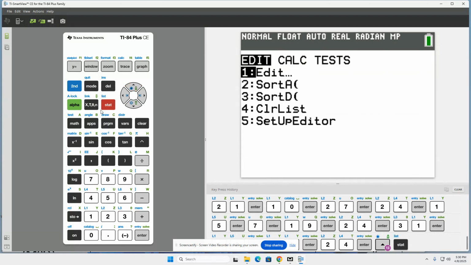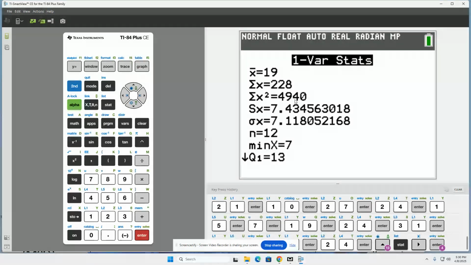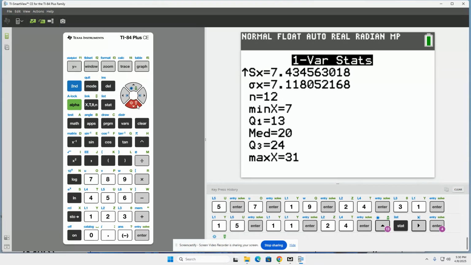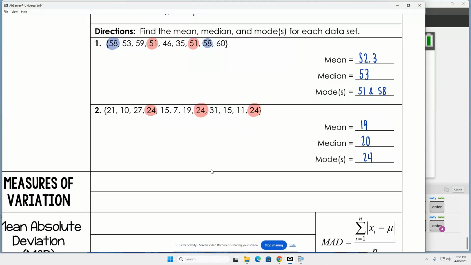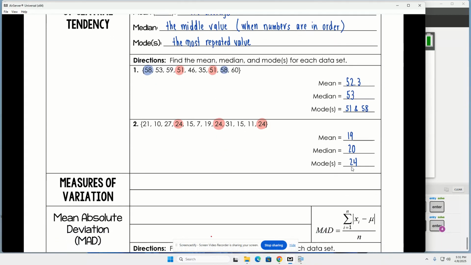And then we're ready to go to stat, scroll over to calculate, and run a 1 variable statistics like we said. X bar, that's my mean. So 19. And then we scroll on down and we find MED, which is 20. So my median is 20. So here it is, y'all. Our answers: mean 52.3, 53 is our median, 51 and 58 both are modes because they were both twice. My mean here is 19, my median is 20, and my mode is 24 because it was there 3 times. It was the most. So that's how you find your measures of central tendency.